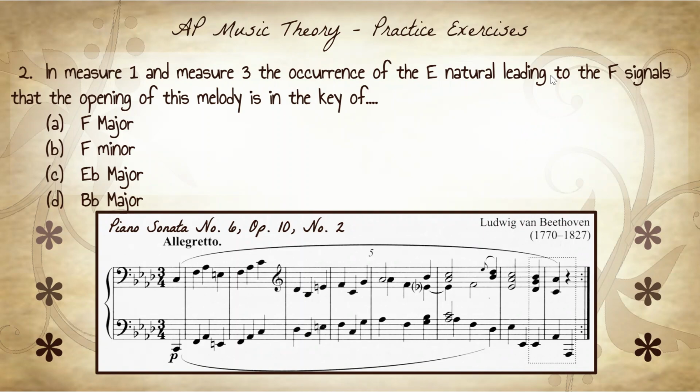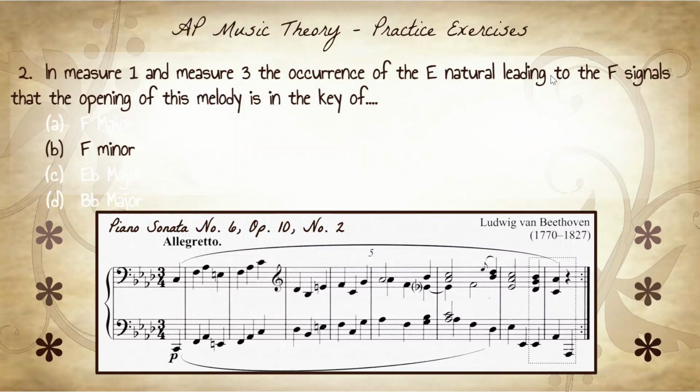Question 2. In measure 1 and measure 3, the occurrence of E natural leading to F signals that the opening of this melody is in the key of F major, F minor, E flat major, or B flat major. The opening of this key is F harmonic minor.